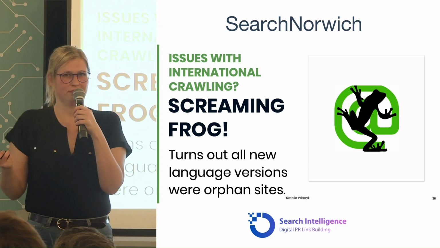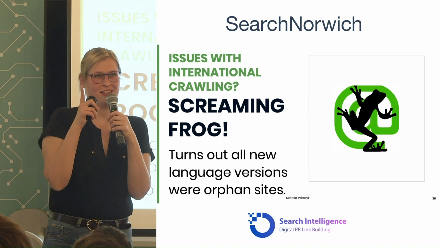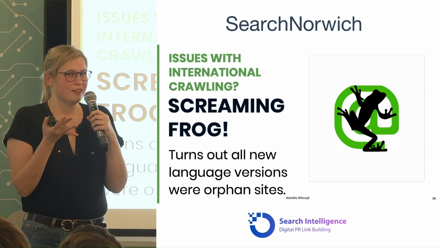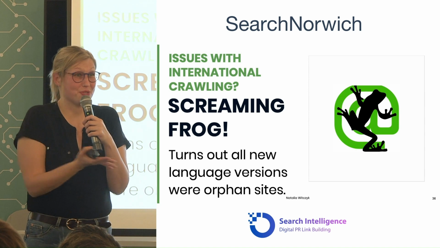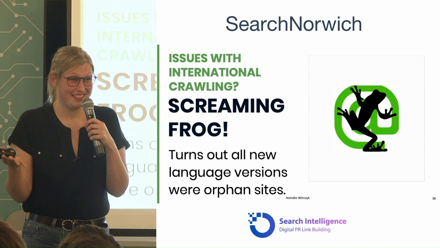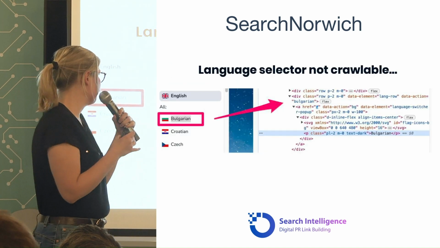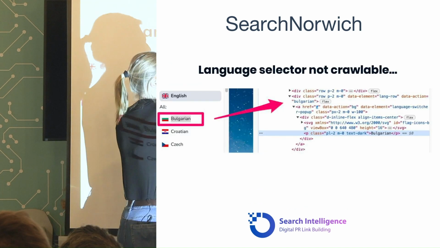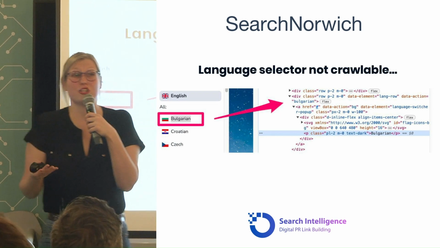So it turns out, all the new language versions were actually orphan sites. Maybe you are familiar with the term orphan pages. Orphan sites means basically the whole language version was never discovered by Google because it was not linked to from anywhere. So the moment we fixed that, this is the example of the code. I can understand it's quite small, but just so you know, the href link is a hash. It means it's just never linked to by HTML.